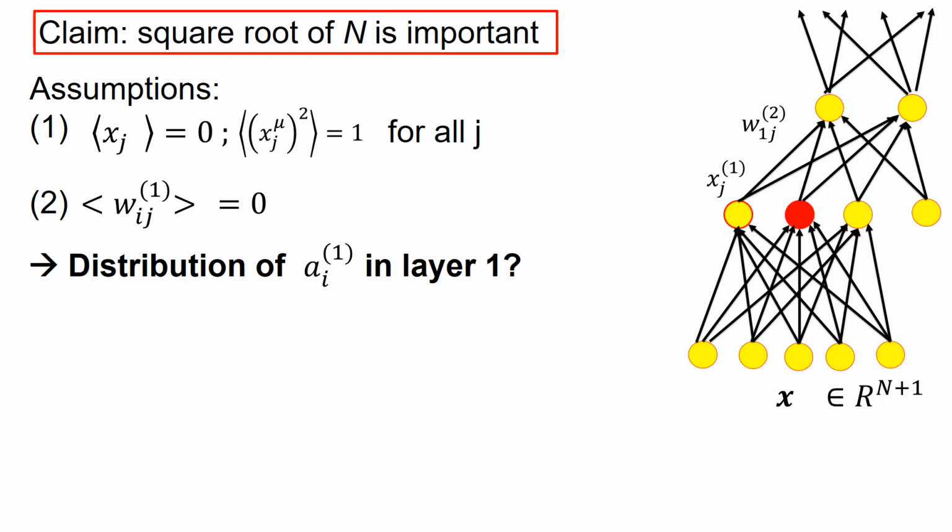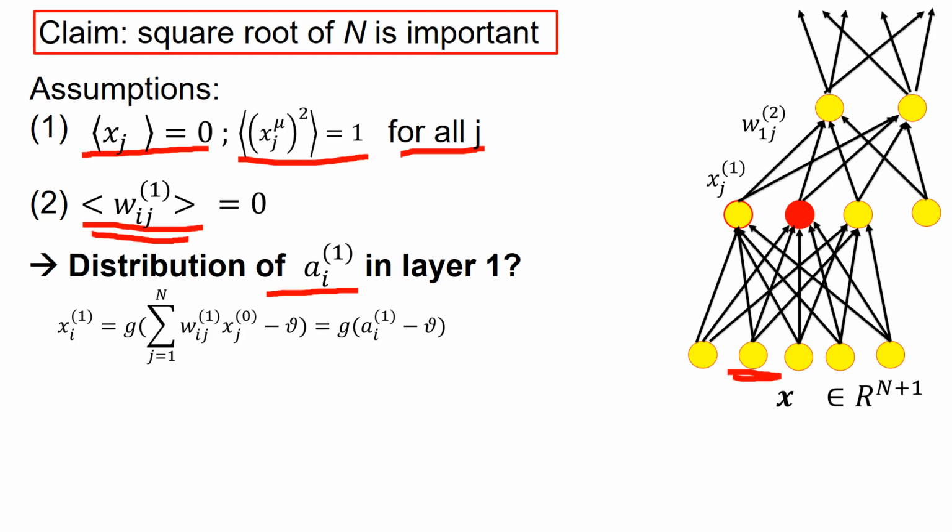Again, the assumption is that the mean of each of the input units is 0 and the variance of this input j is 1, and this is true for all j's, for all inputs. And then we said already that we put the mean of our weights at initialization to 0. Our task is to choose the variance of these weights, and to do that we will look at the distribution of these activations in layer 1. Let's look at the red neuron.